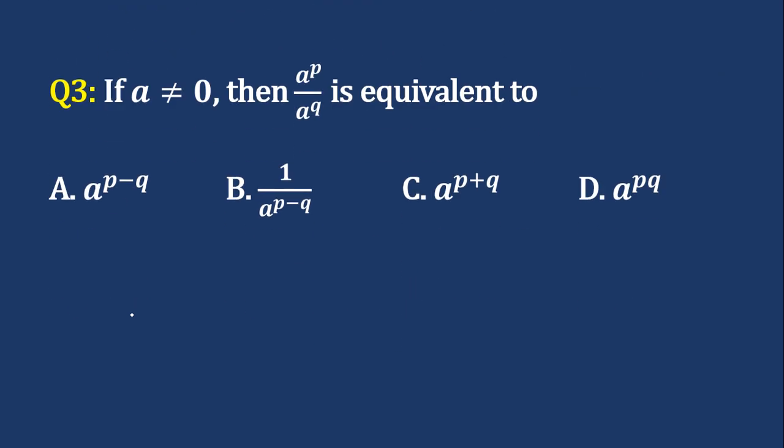We have question number 3. If A is not equal to 0, then A raised to P over A raised to Q is equivalent to which quantity? This is actually a popular law of exponent wherein you are dividing two numbers with the same base. So if you are dividing two numbers with the same base, you just copy the same base and then subtract the exponent or the exponents.